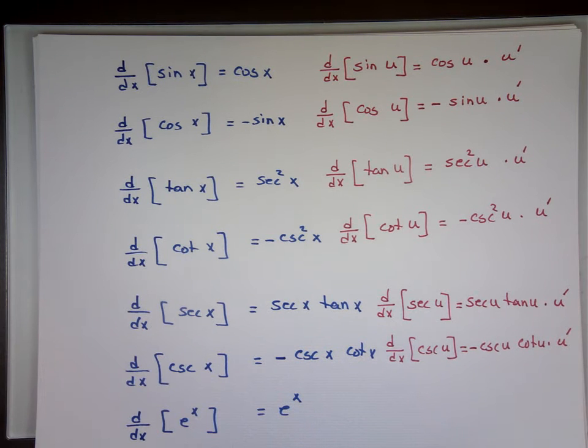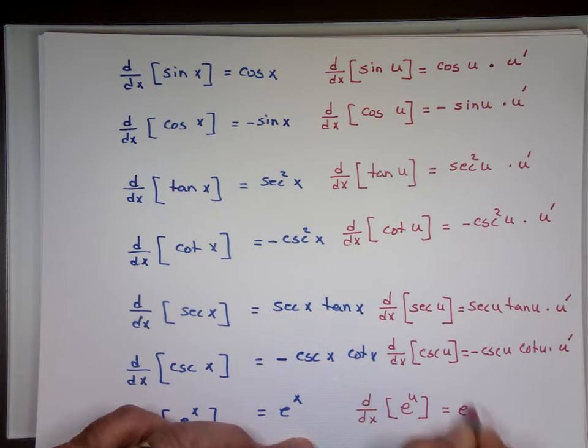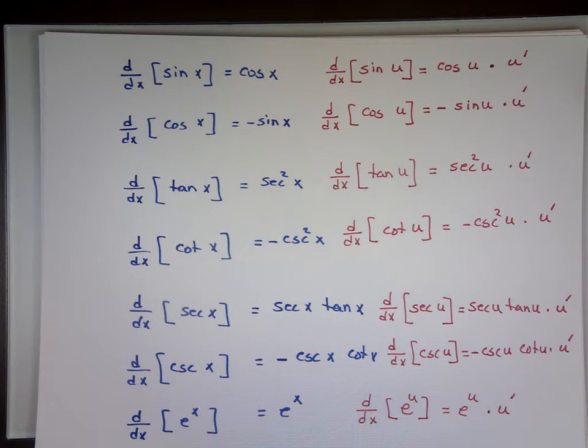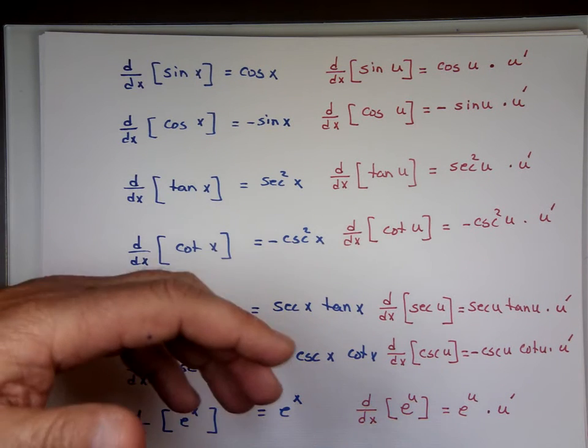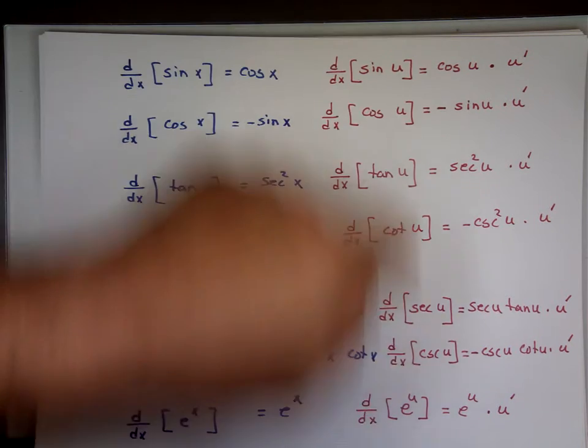And the last one, the derivative of e to the u. It's e to the u times u sub prime. So it's the same set of rules, but it's no longer just sine of x. It might be sine of x squared minus 5, or e to the 4x plus 3. So I'm going to practice with these right now and see what will happen.